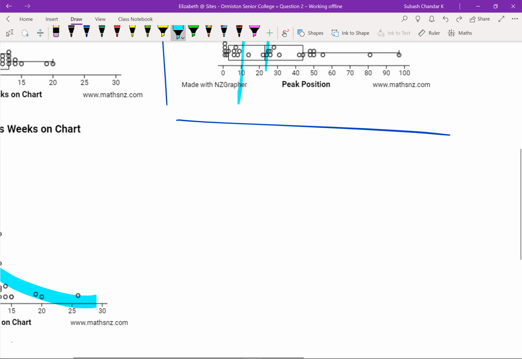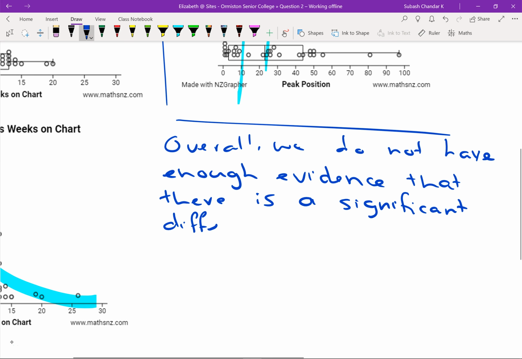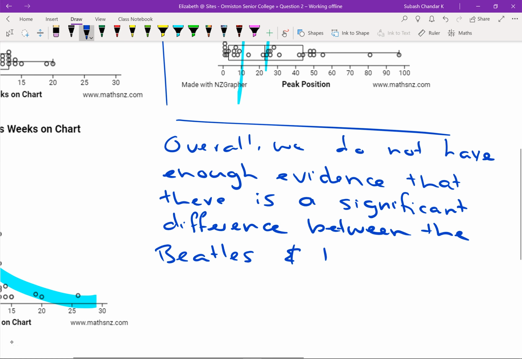So we want to be able to say, overall, we do not have enough evidence that there is a significant difference between the Beatles and the Rolling Stones. And so that's kind of overall, I'm just making an overall statement. Now I need to give some evidence to back that up. That's what I need for my merit.